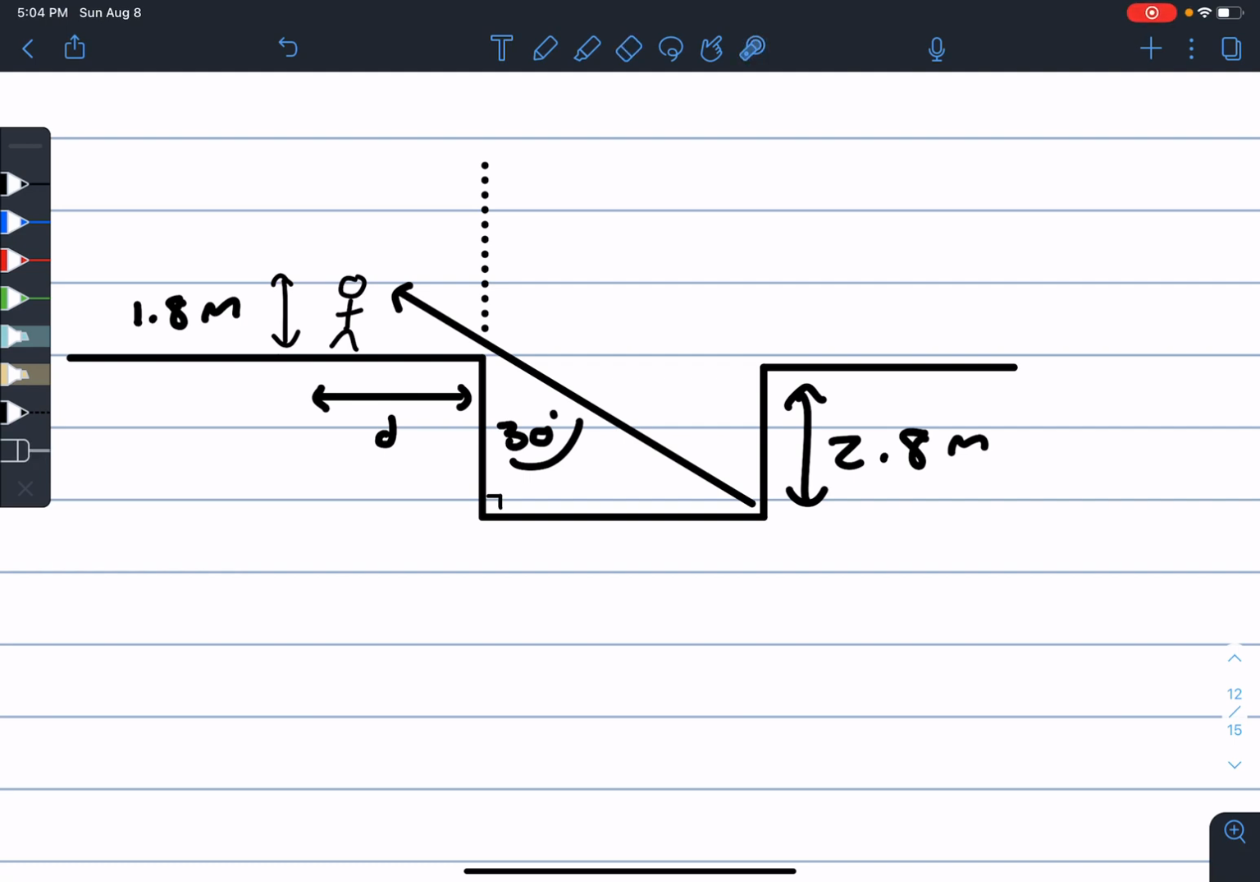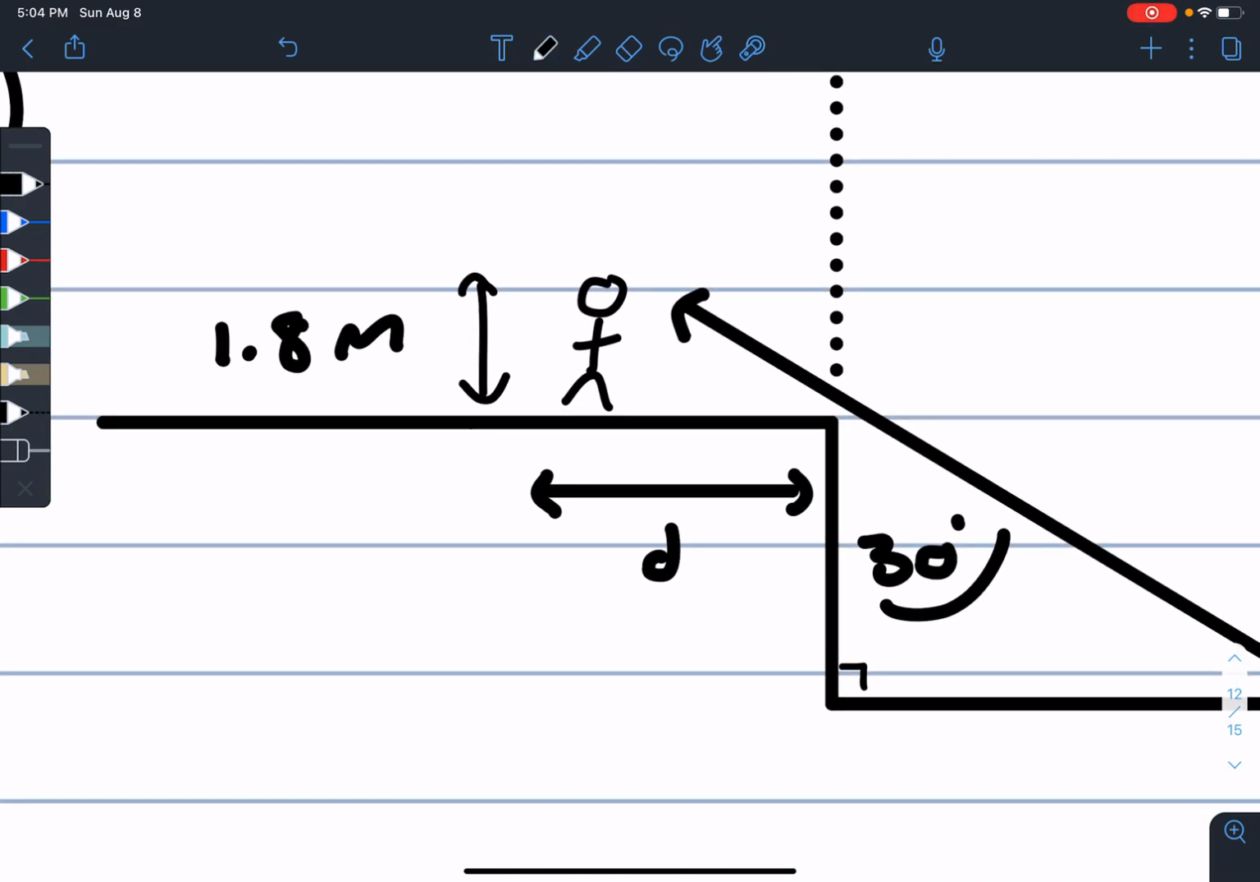Next problem, we're given the fact that a person is standing close to the edge of a little cliff, and they can see a ray of light that is about 30 degrees from the normal, right? The person's eyesight is 1.8 meters high. The cliff itself is 2.8 meters, and we're asked to find D. We're asked to find what is this distance that the person is standing at, right?